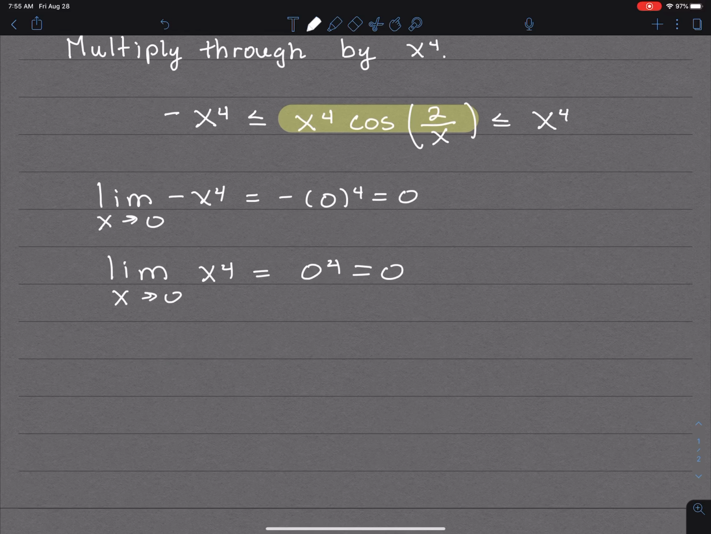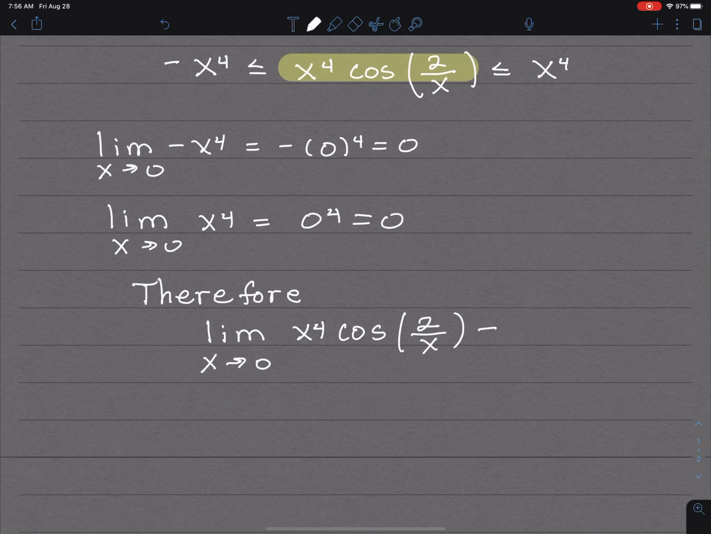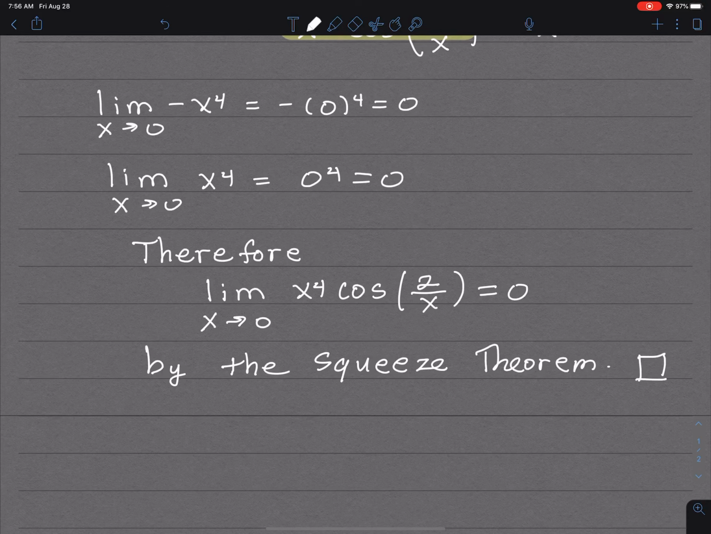So then we conclude, therefore, because the outside functions have limit 0, the inside function, the one that's sandwiched or squeezed in between those two x to the fourth terms, has a limit equal to 0. And we should say why? By the squeeze theorem. That ends the proof.